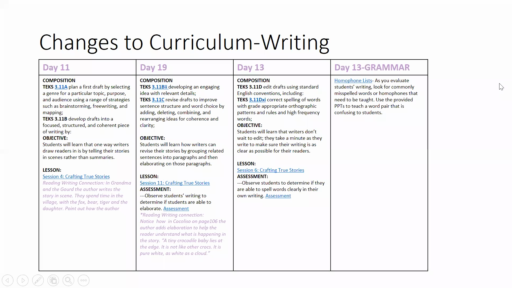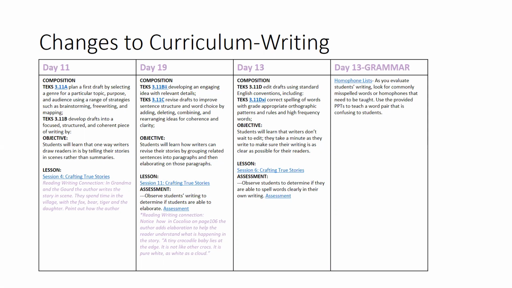Okay, so here are some of those pieces that have changed in the curriculum as well. I already talked about the homophones. On day 11, you're going to see on your composition what you're covering is session 4, crafting true stories, but then you see at the bottom it says reading, writing, connection. In Grandma and the Gourd, the author writes the story in scenes. They spend time in the village with the fox, bear, tiger, and the daughter. Point out how the author, and it continues on to the next line, about how the author uses scenes to develop it, which goes with that session for crafting true stories.